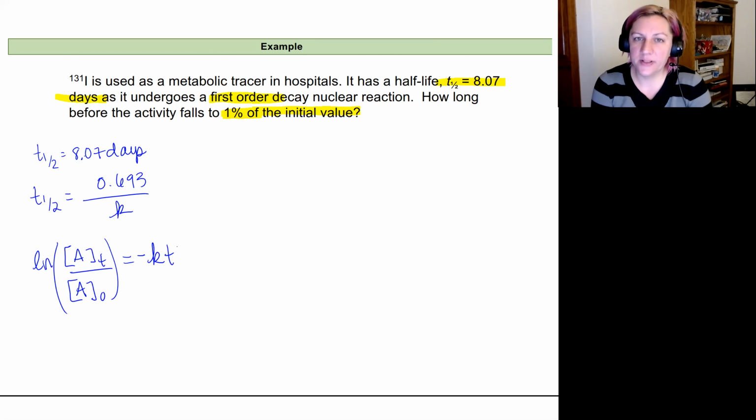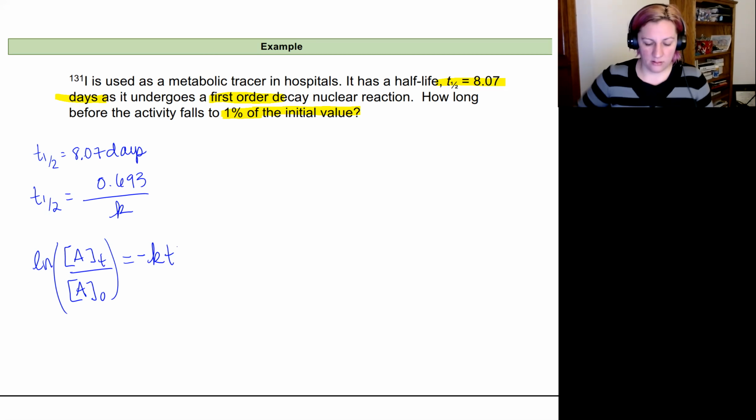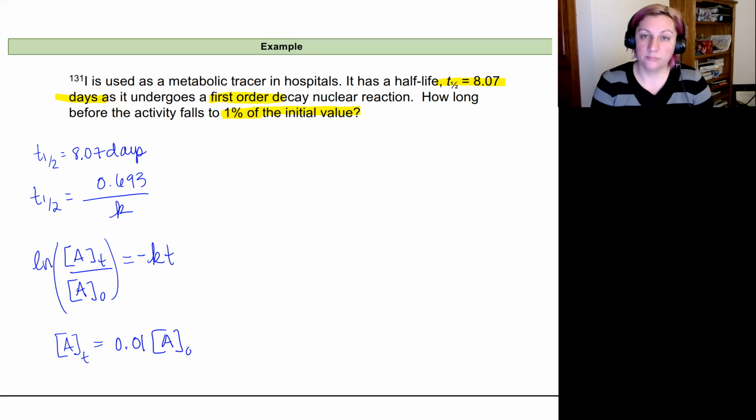And then this 1% of the initial value, we can use that to make an equality for our concentration at time t, which we're interested in. We're interested in when is t. And so we know that at time t, our concentration is going to be equal to 1/100th, or you could say 0.01 of our initial concentration. So we can set up that equality that we can plug in here.